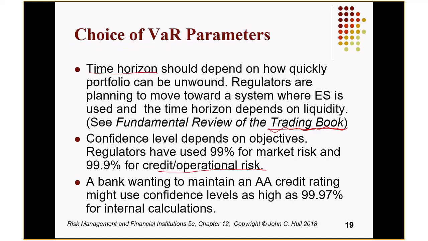Yeah, I was talking about how historically they've been using it, and they think they did a great job. However, some people blame them for using it, saying it created a liquidity issue during the financial crisis. Then they tried to address liquidity concerns and introduced several other regulatory requirements or guidelines. I would say it's not required right now. So a bank wanting to maintain a AA rating might use a confidence level as high as 99.97% for internal calculations.